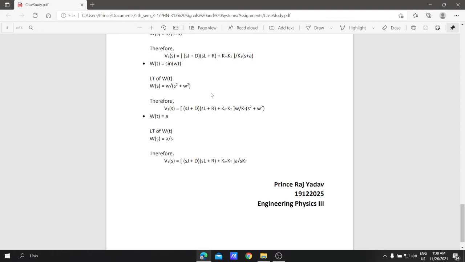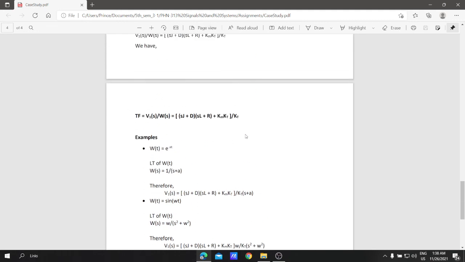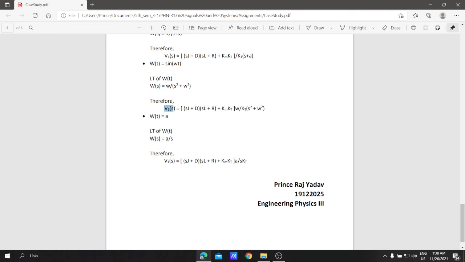In the next example, I have taken the shaft speed as a sinusoidal function, and the Laplace transform of this function will be omega by s square plus omega square. And again, using the transfer function, we will get the required voltage as this.